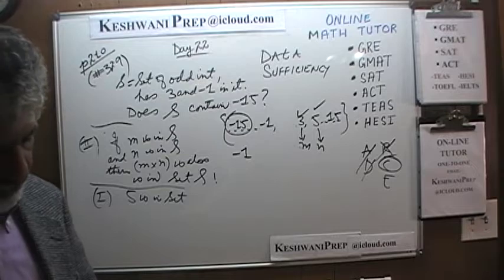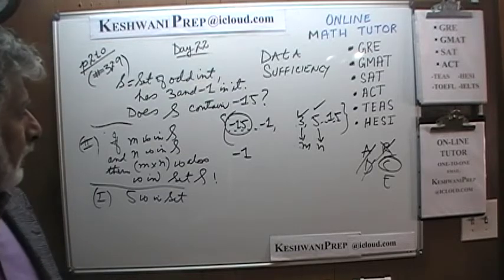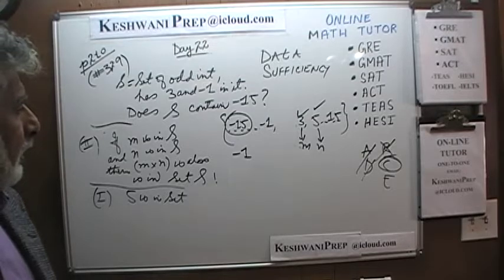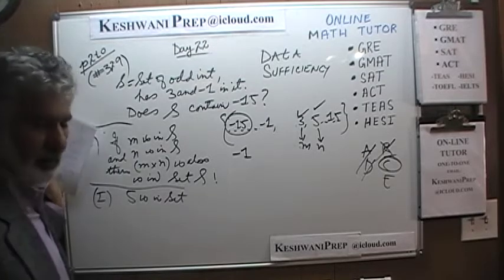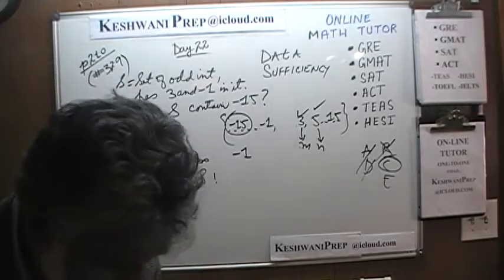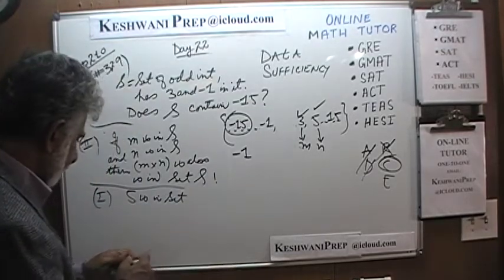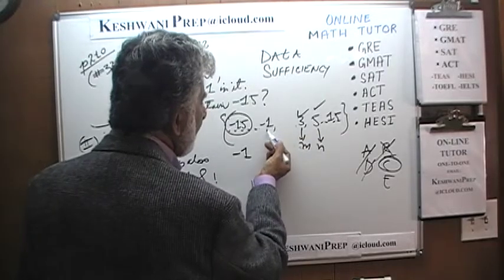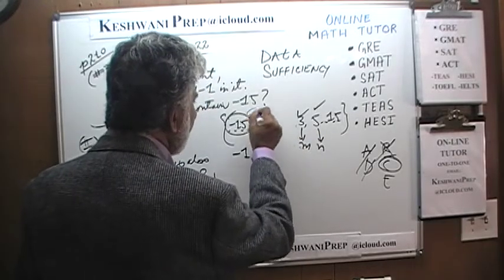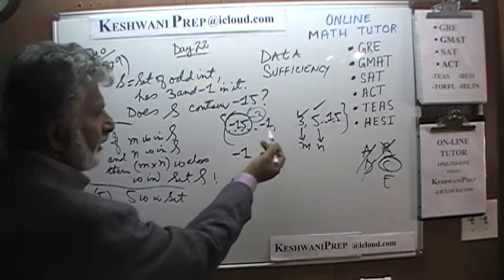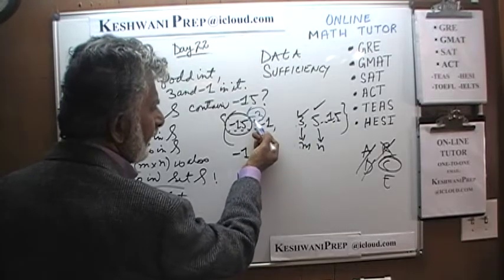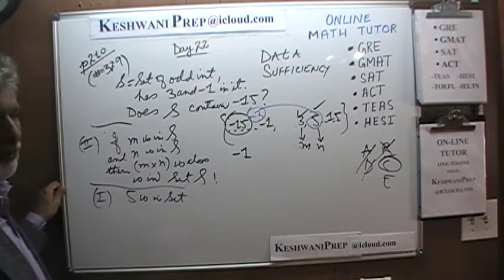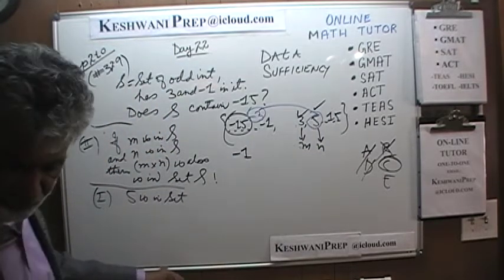Now I have negative 3. Here's the other possibility. I'm going to put them in a different color. If 3 is there and negative 1 is there, negative 3 is also there, because 3 times negative 1 is negative 3. Negative 3 is also there and 5 is also there. There we go. So there is negative 15. That tells us the negative 15 must be in the set.